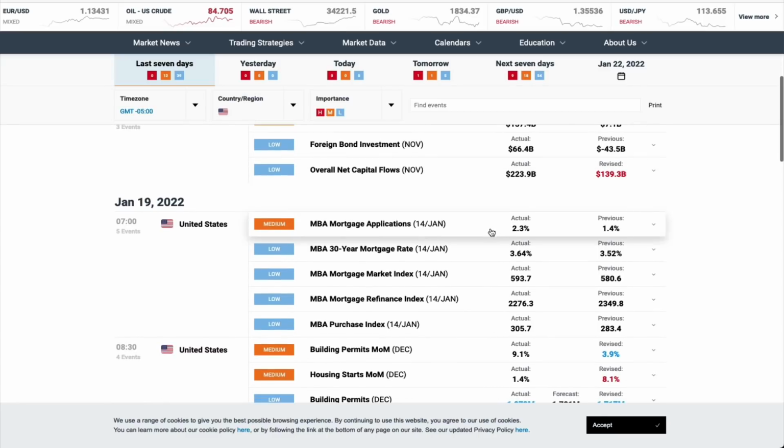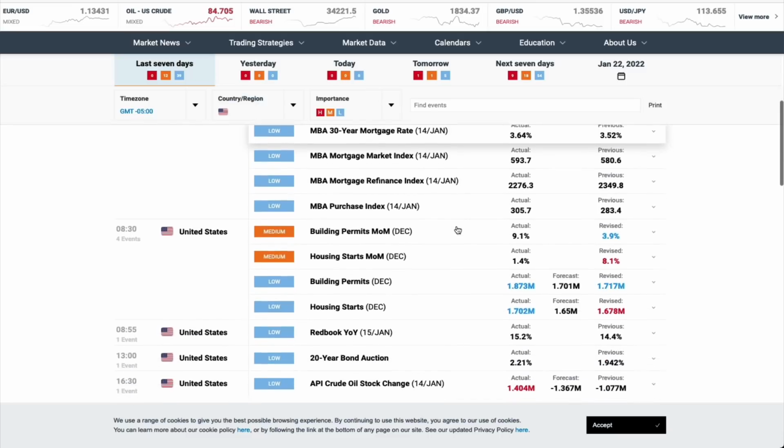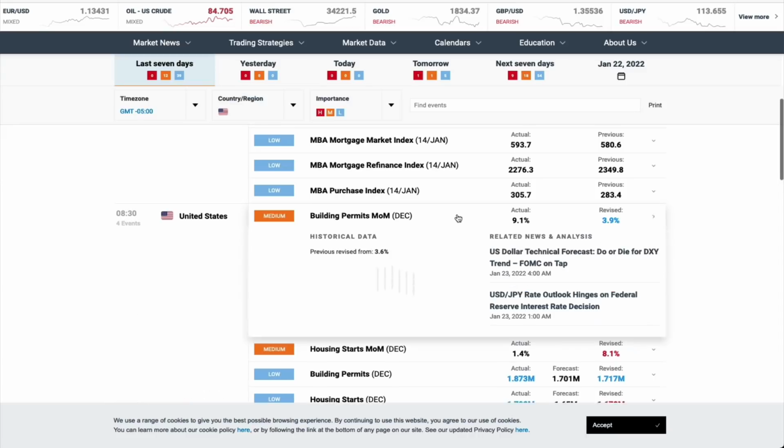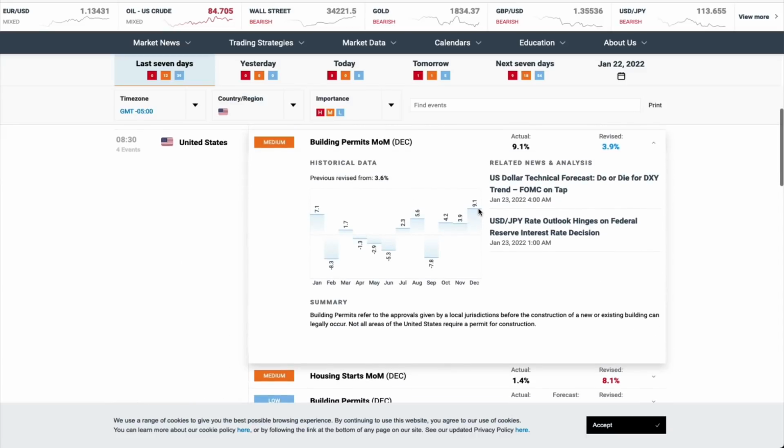Mortgage applications, 2.3%. Previous was 1.4. If you're taking out an application for a mortgage, a lot of people get pre-approved for mortgages before they go buying. So it is a half coincident, half leading indicator. So that's showing growth. Building permits, that's a leading indicator, 9.1%. And the last was revised. If you want to see more, you just click on it and it'll give you the trend. Look at that 9.1. If you look at the last year, that's a huge jump.